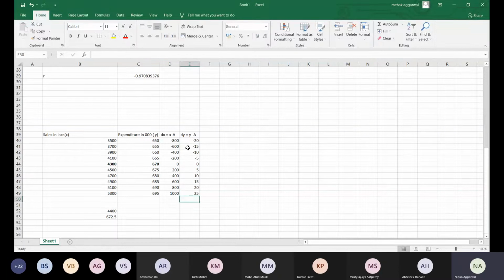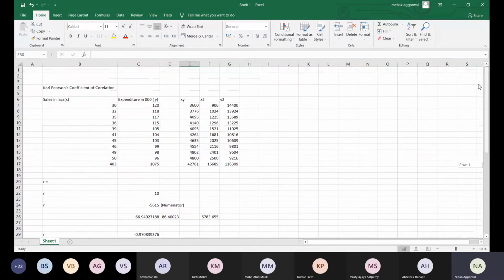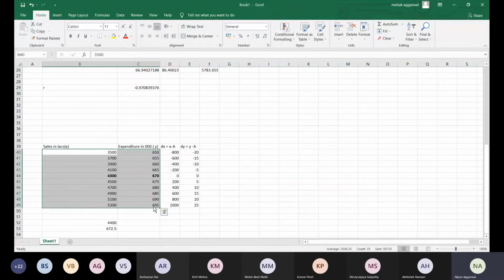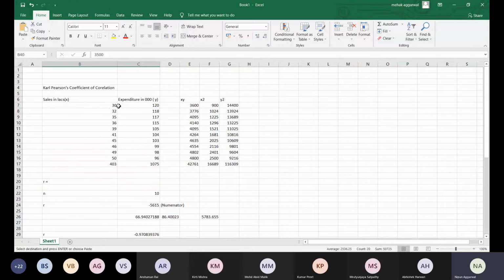So this becomes your dx and dy. Now forget about this x and y. You have to do the complete question on dx and dy. You have to do all these calculations on dx and dy. So this is the model we have made. Let's first check with the original data, so we'll put this data into the model over here.